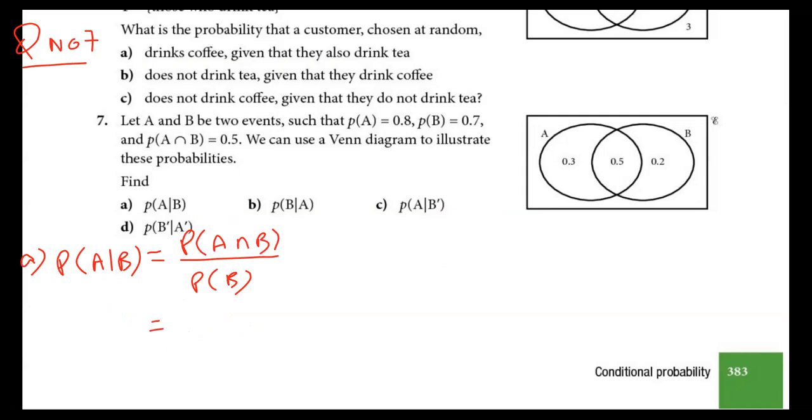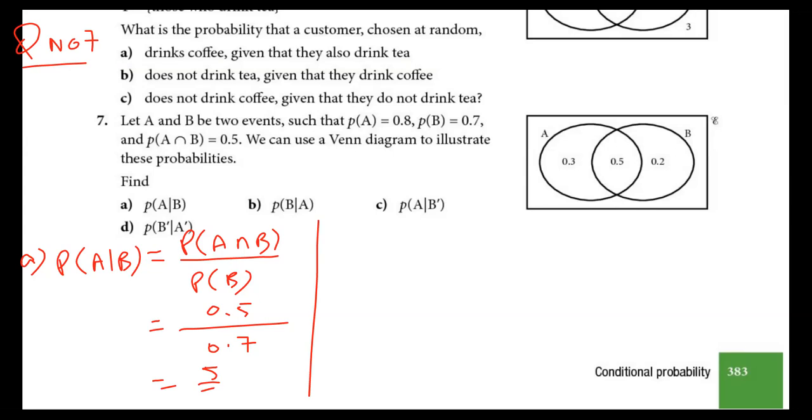Probability of B is 0.7, directly. And A intersection B, I got 0.5. So the first part is very, very clear. Alhamdulillah. So I will write it. It becomes 5/7. If I write in fractions, I think fractions are better, and they save my time.